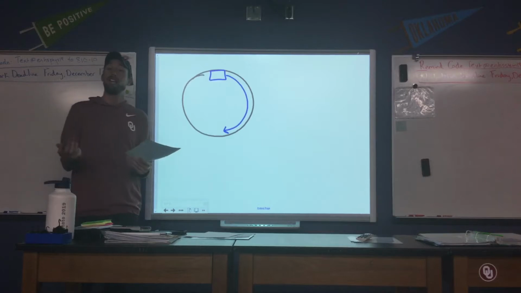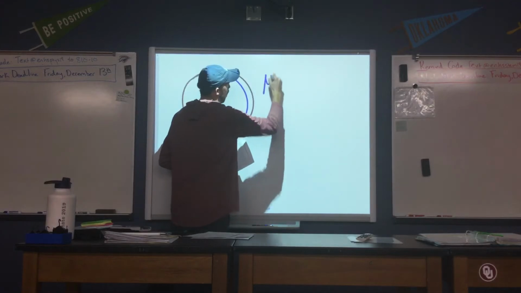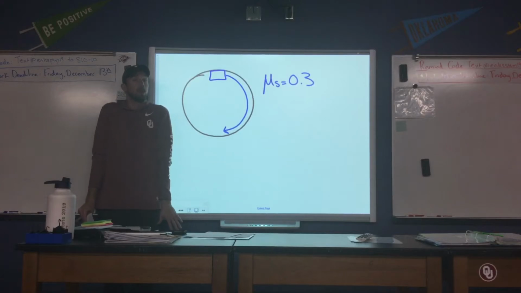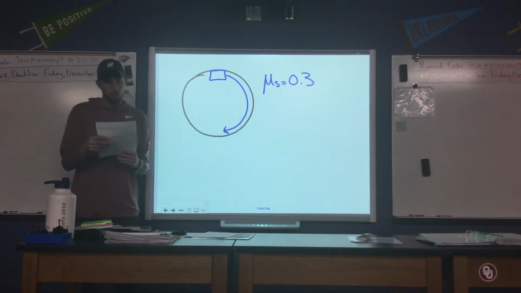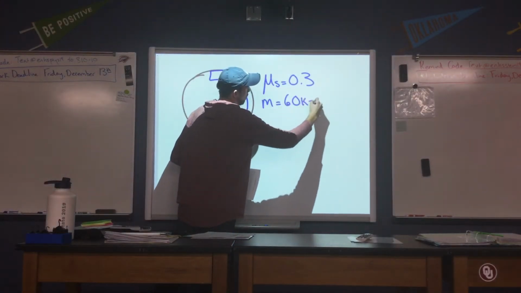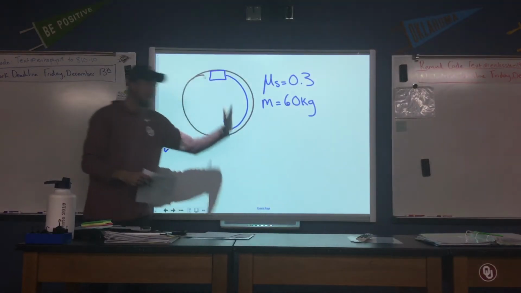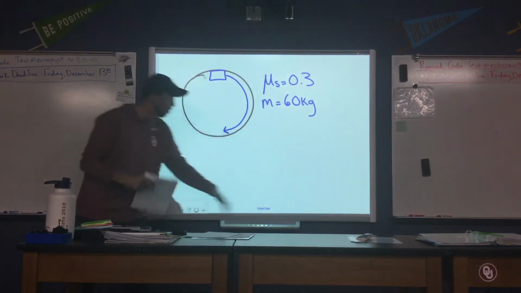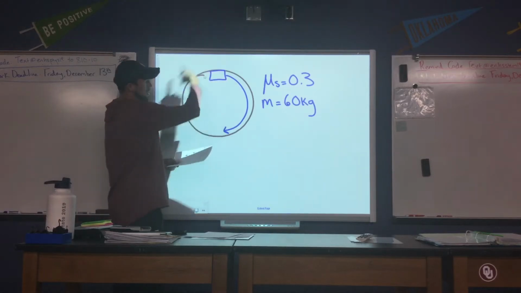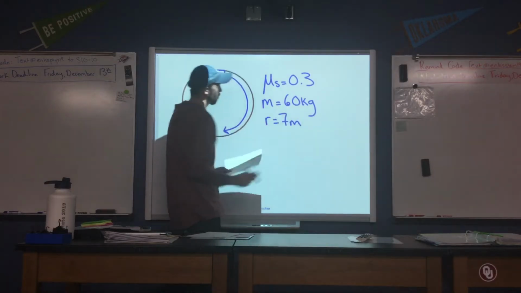We are given a few mathematical values in the problem statement, which are important for us to pay attention to. We're told the coefficient of static friction between the riders and the wall as they stand against the wall is 0.3. We're told the mass of the riders we can design to be about 60 kilograms. Again, we don't know the mass of every rider. We'll design this just for an average human, probably roughly an adult human. And then we're told the radius of the circular shaped ride itself is 7 meters.